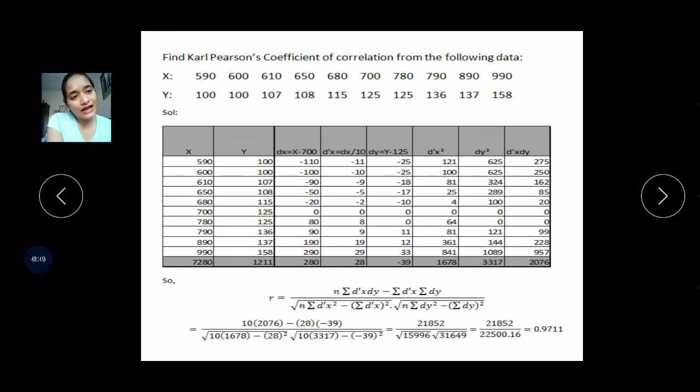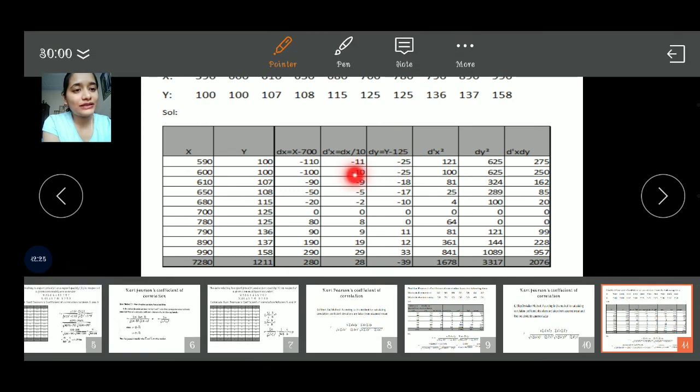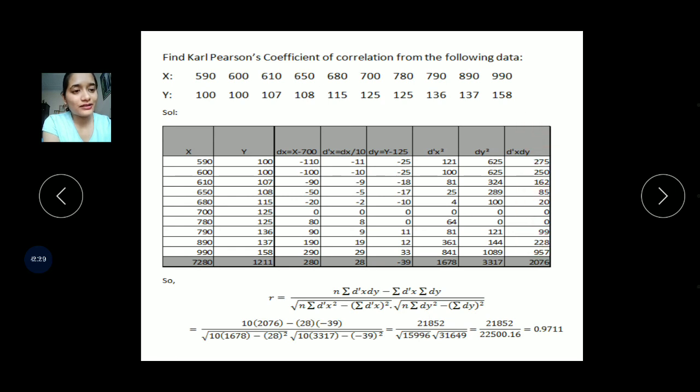And the last column is d dash x into dy. We'll multiply these two things and put the answer in the last column, and we'll find the sum of all these terms and put all the summations in this formula and we'll get the answer.